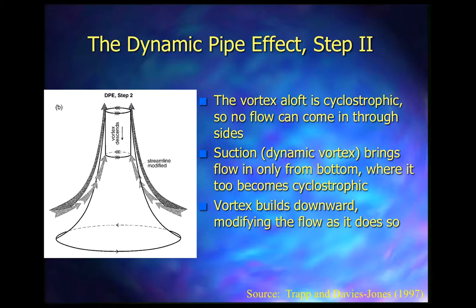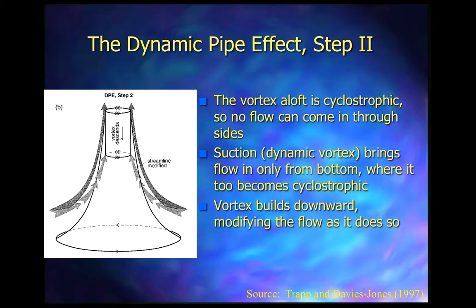So this creates essentially a suction from below, okay, that brings air in only from the bottom. The air can't enter through the side, so it comes in through the bottom. And when it does, it begins swirling. It goes from a vertical velocity to a tangential velocity, and it also then becomes cyclostrophic.